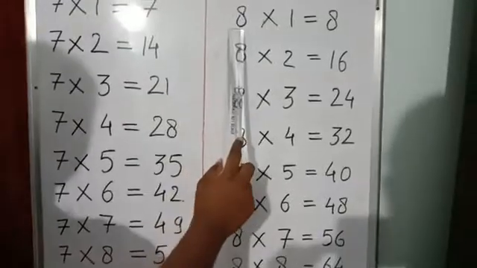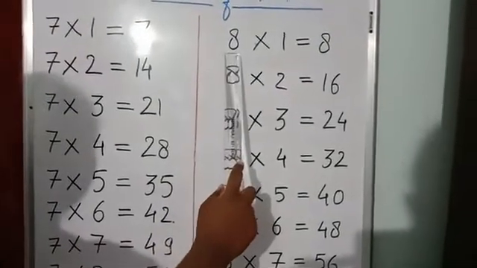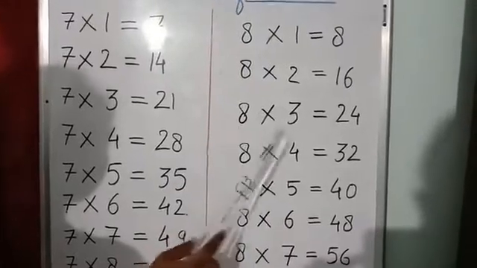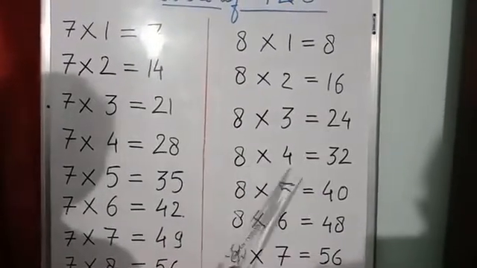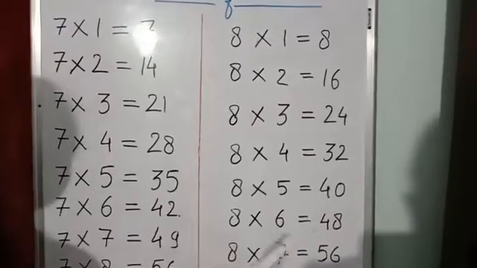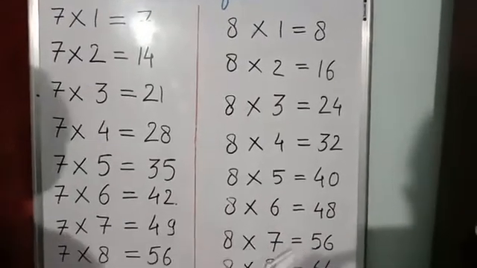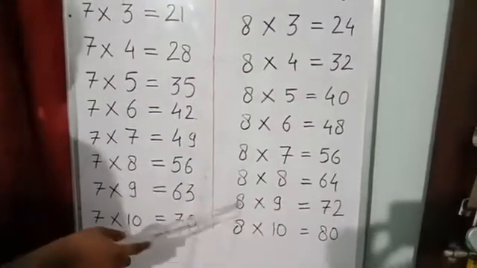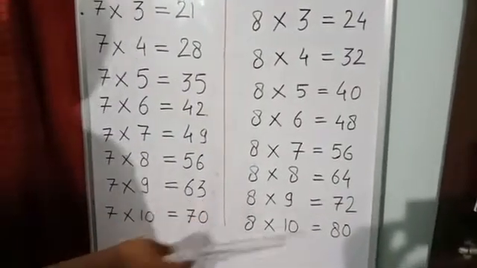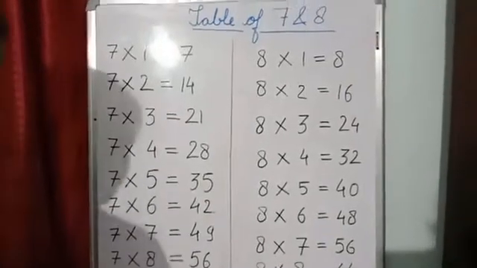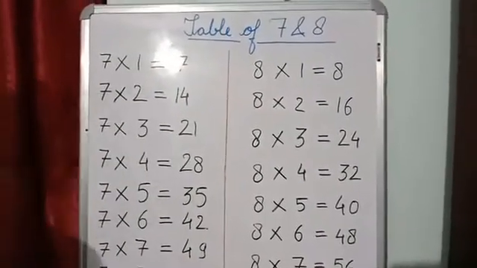Then table of 8. 8 ones are 8, 8 twos are 16, 8 threes are 24, 8 fours are 32, 8 fives are 40, 8 sixes are 48, 8 sevens are 56, 8 eights are 64, 8 nines are 72, 8 tens are 80. Now the next table is table of 9 and 10.